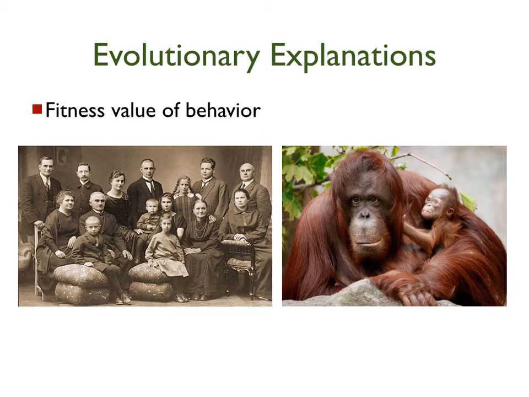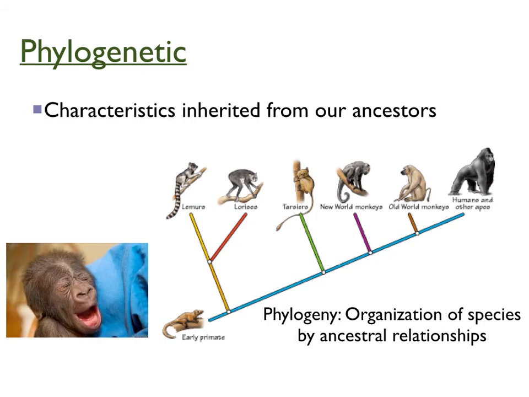adaptiveness to that environment. And it's interesting to think about crying with evolutionary explanations, because humans are the only primate that cries outside of having some sort of foreign object in the eye. We're the only primates with emotive crying as adults and tears as children. And so we can use a phylogenetic explanation sometimes to look at behaviors, and these would be characteristics inherited from our ancestors. And if you don't know, the definition of phylogeny is an organization of species by ancestral relationships.